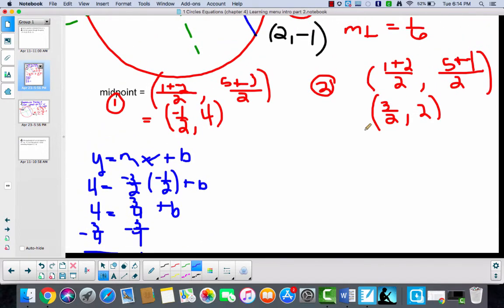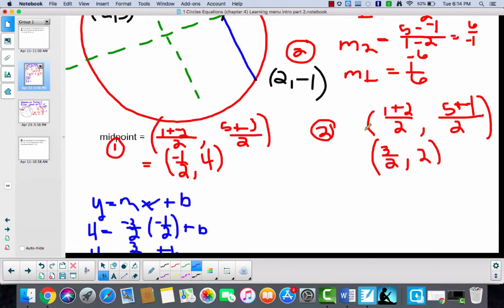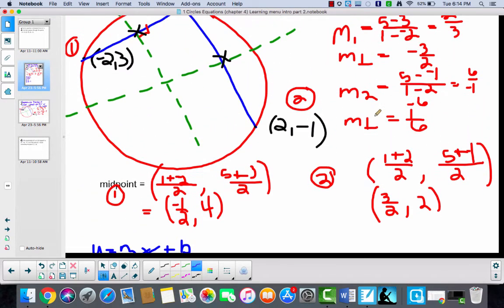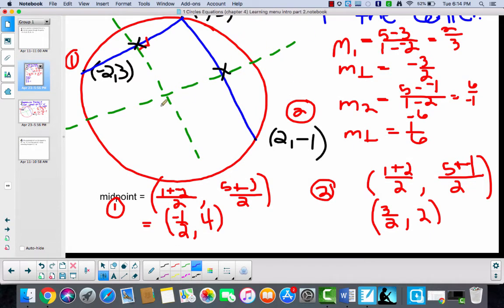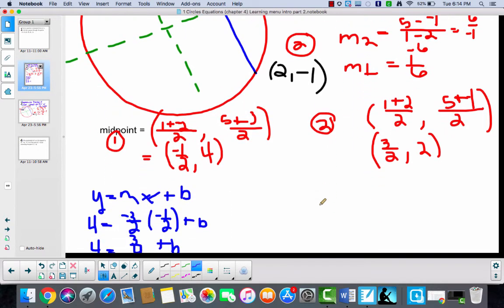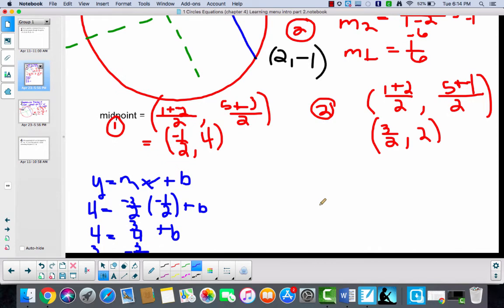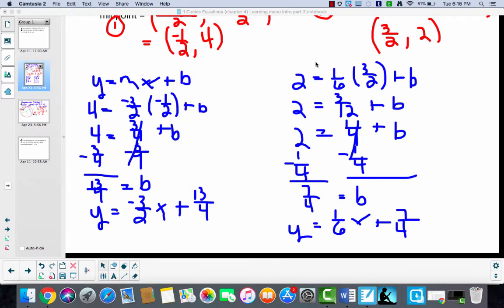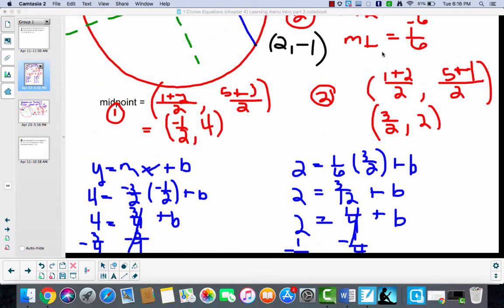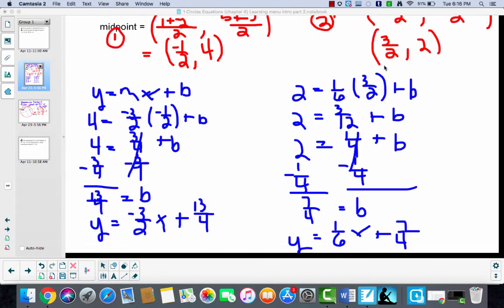We're going to repeat this process over here for line 2, and that will give us the equation for this line right here. All right, so I worked through this here. I've substituted the 2 in for the y, the 1/6 for our slope, because that's what our slope was up here, 3/2 for our x, and we don't know what b is.